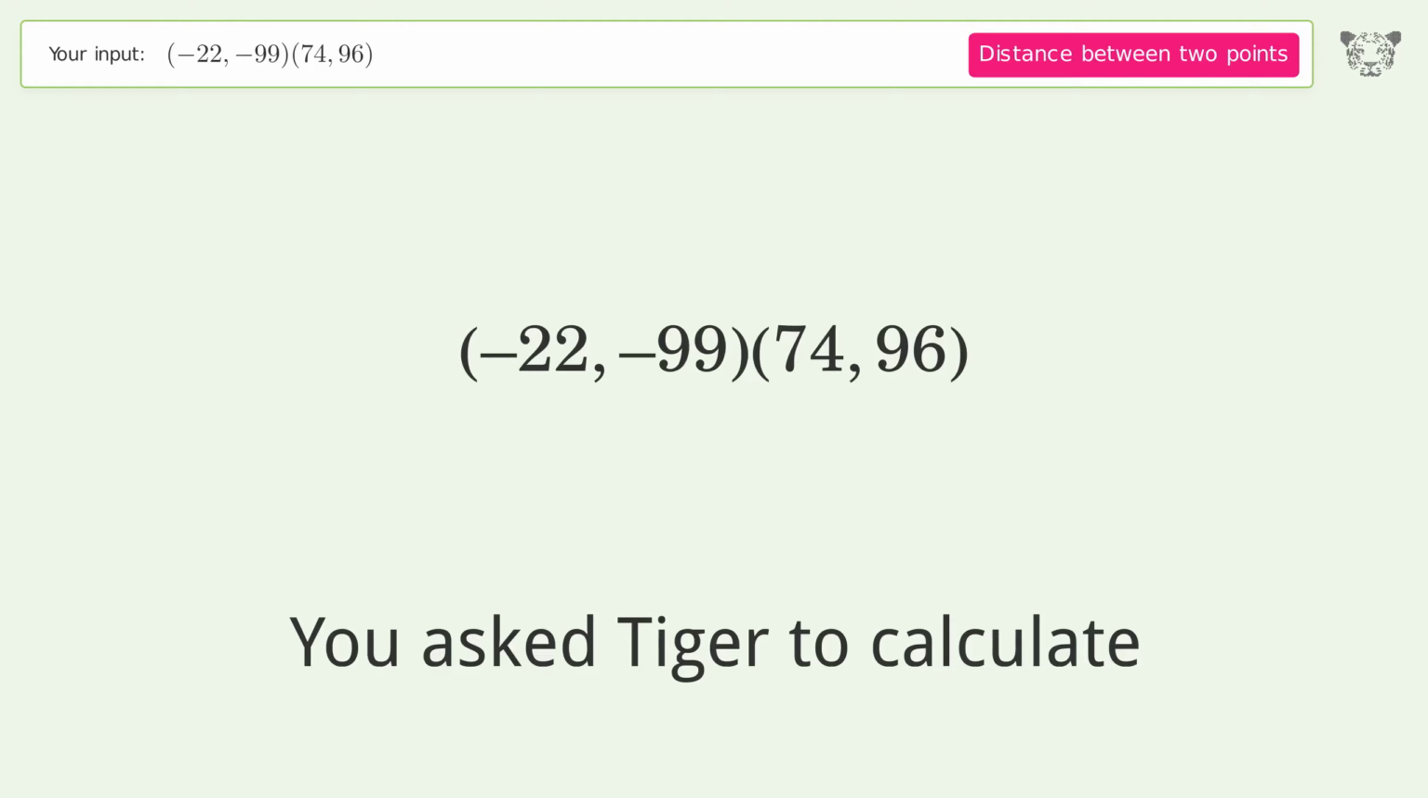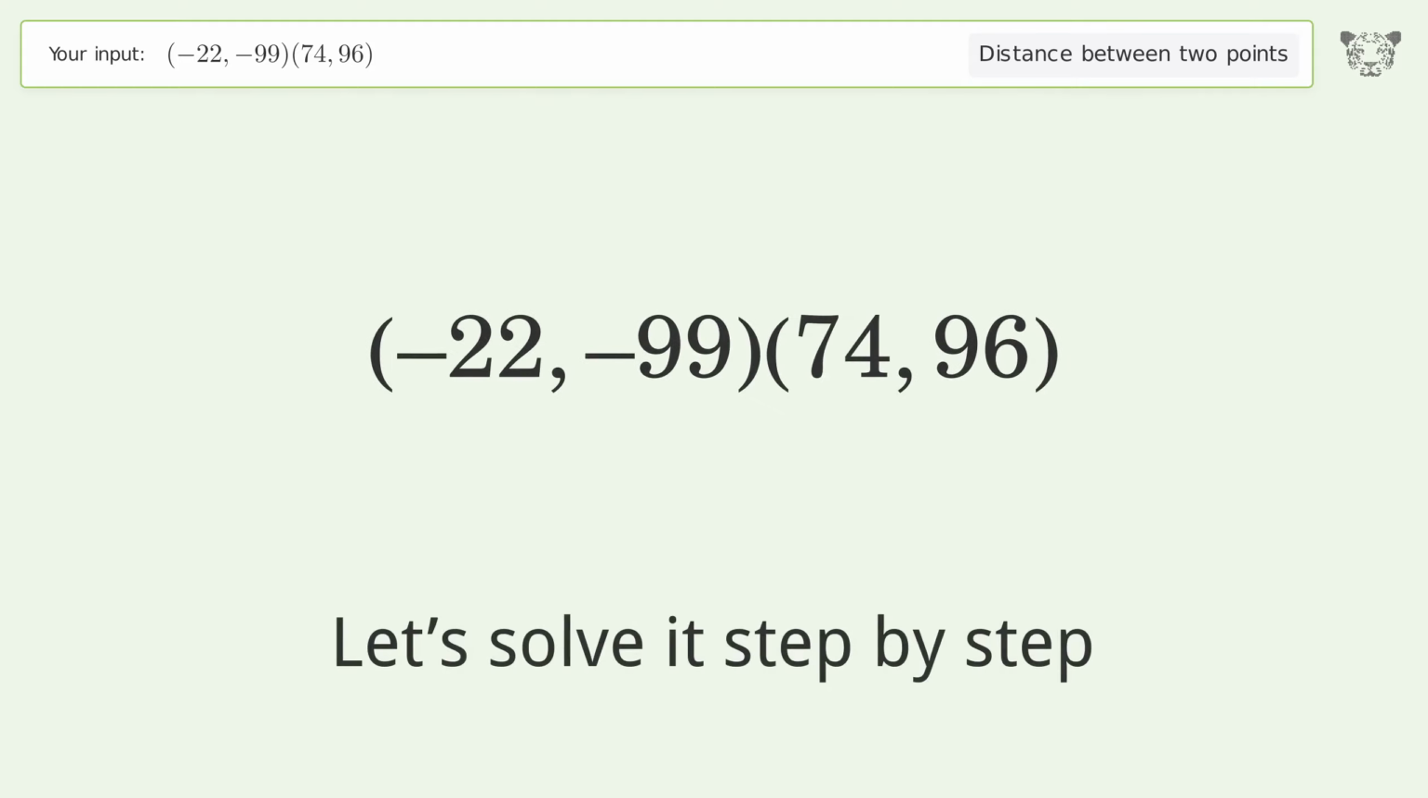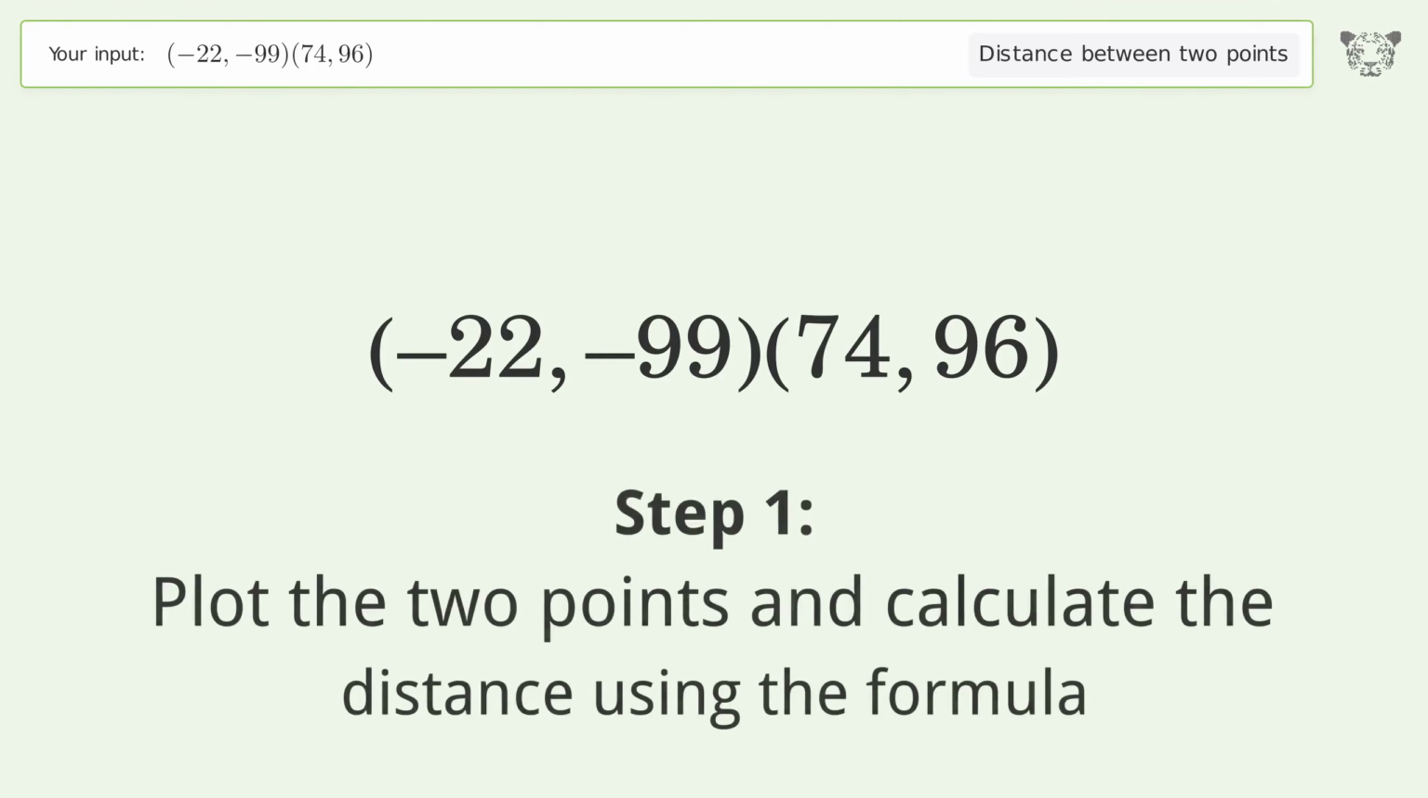You ask Tiger to calculate. This deals with the distance between 2 points. The distance between the 2 points is the square root of 47,241, or 217.35. Let's solve it step by step. Plot the 2 points and calculate the distance using the formula.